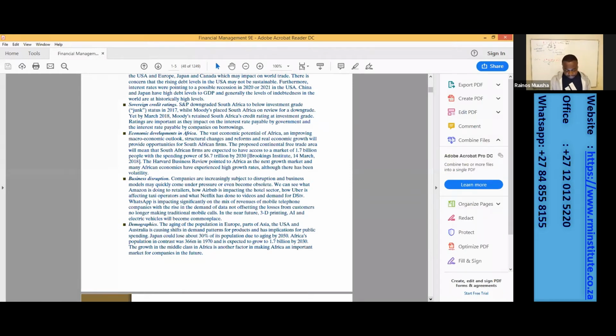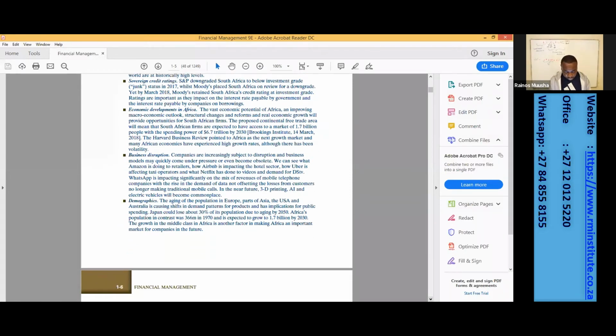Then there is also the issue of demographics, where the aging of the population in Europe, parts of Asia, the US and Australia is causing shifts in demand patterns for products, and there are implications for public spending as well. A typical example is a country like Japan, where they are now having a situation where the birth rates are very low, and at the same time the aging population is also increasing as well.